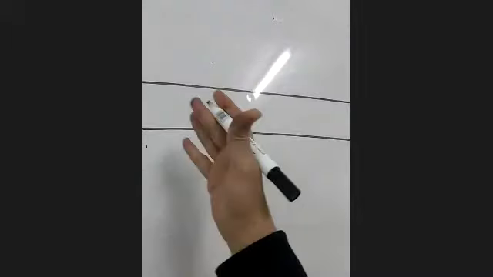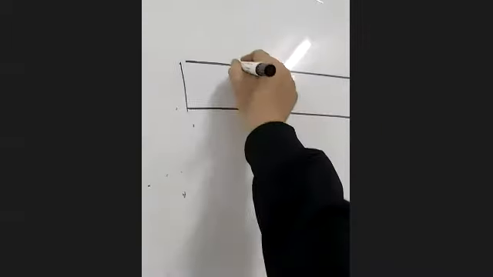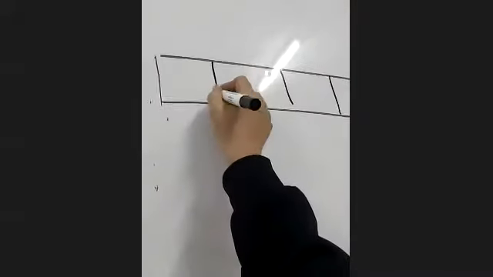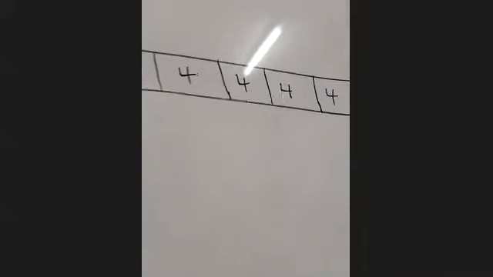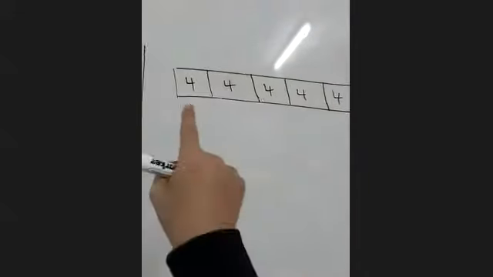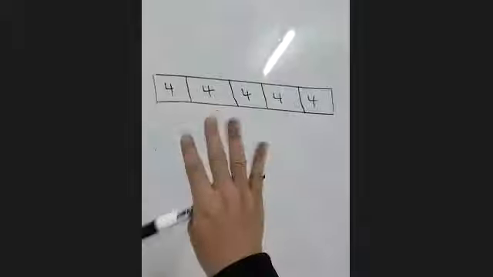Yes. Now, look at the board. We have 5 groups. I'll make it in a diagram. 5 groups: 1, 2, 3, 4, 5. And each group has how many students? 4, 4, 4, 4, and 4. So we have 5 groups. In each group, we have 4 students.